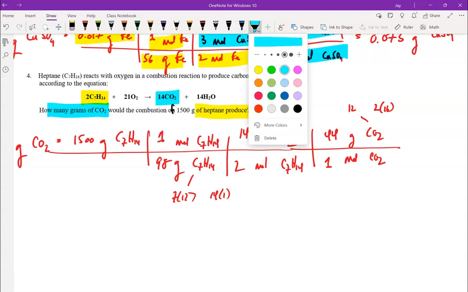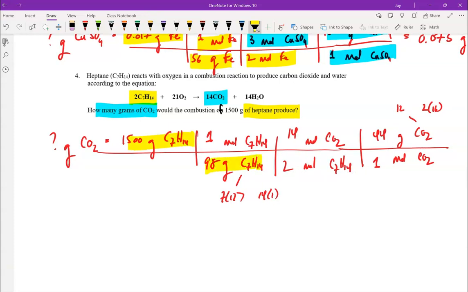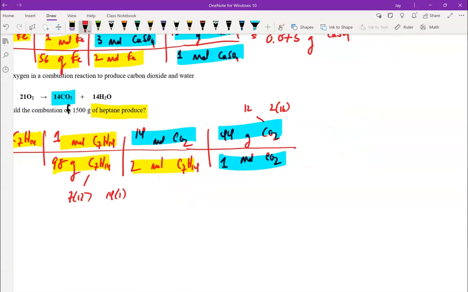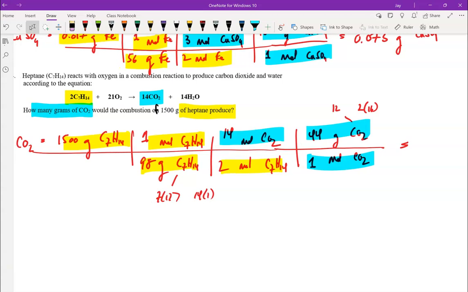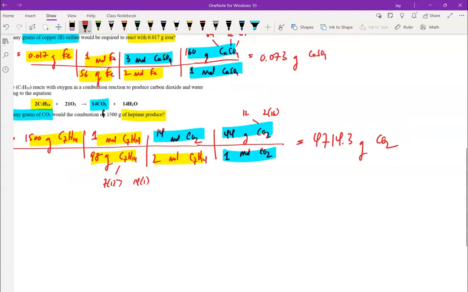So we're going to say 1,500 divided by 98 times 14 divided by 2 times 44. Keep in mind that what we're doing here is going from grams of our known to moles of our known, from moles of our known to moles of our unknown, and then from moles of our unknown to mass, which is what the question is asking for. So we get 4,714.3 grams of CO2. That's all we do.